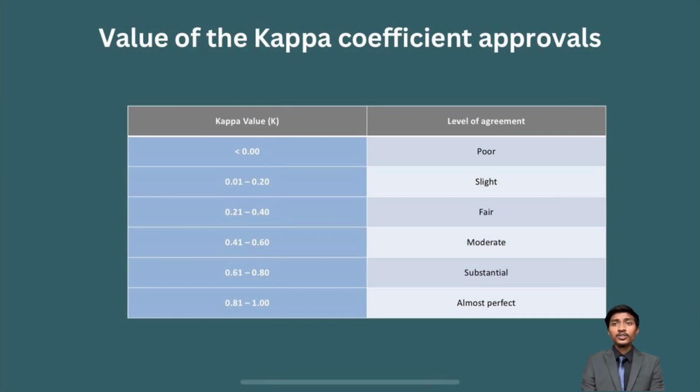This table shows the value of the kappa coefficient agreement. If the value K approaches 1, this means the assessors reached agreement, whereas if the value K approaches 0, it means no agreement between the assessors.